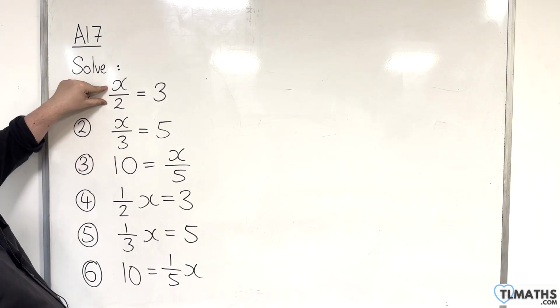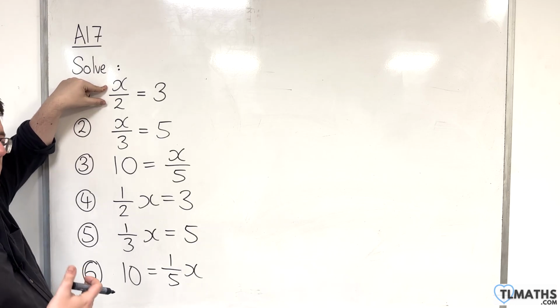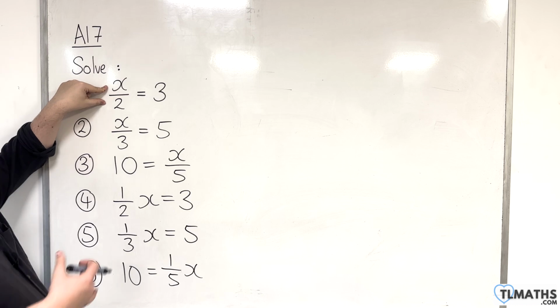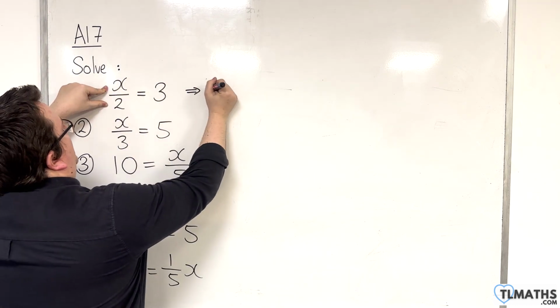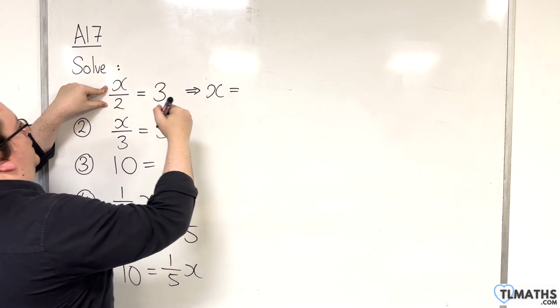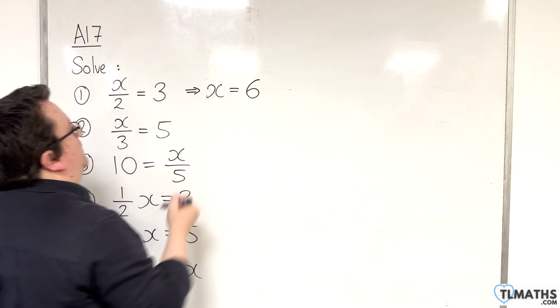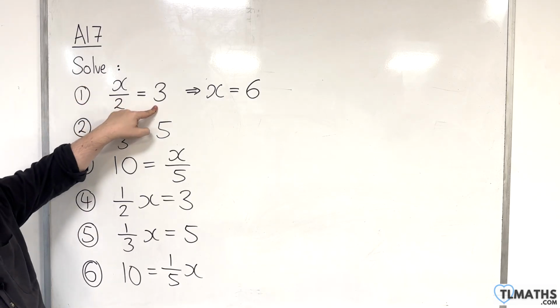So because we're dividing x by 2, in order to isolate the x, we need to do the opposite and multiply both sides by 2. So if we multiply the left-hand side by 2, we just get left with x. On the right-hand side, if we multiply 3 by 2, we get 6. And this makes sense that 6 divided by 2 is 3. So that works out.